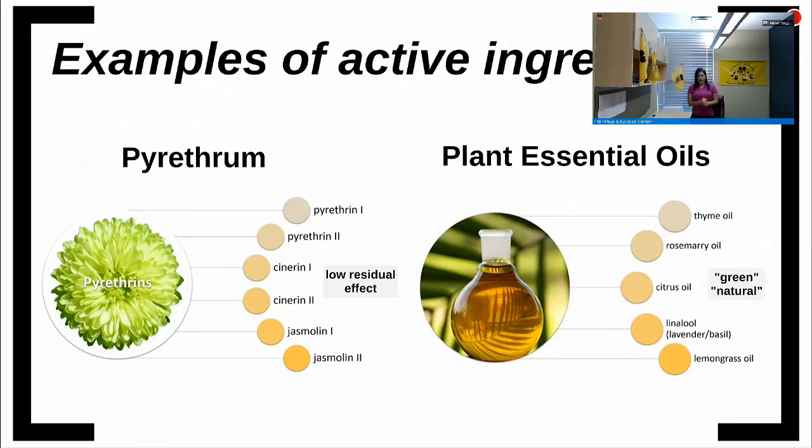Now, plant essential oils. Overall, we don't use these as much. Examples here are thyme oil, rosemary oil, citrus oil, linalool, lemongrass oil. They are considered more repellent, and they are considered green, natural. But attention, it's not because the product is green or natural that its toxicity is low. We have examples of formulation with rosemary oil with moderate levels of toxicity. So always read the labels, and these products will act by contact, and they're more repellent.